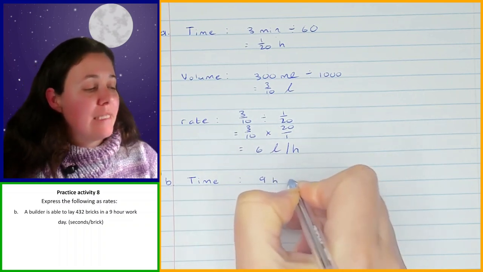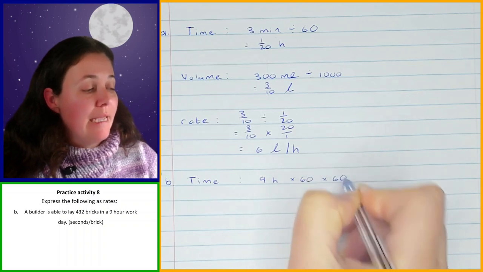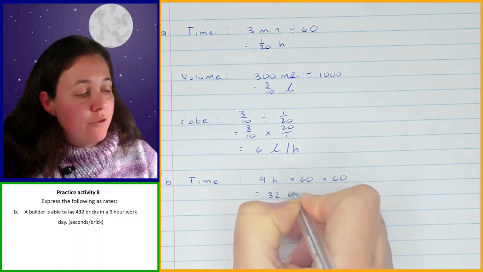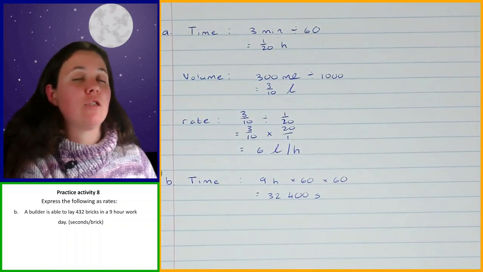And to convert that to seconds, we're going to multiply by 60 to get to minutes, and then we multiply by 60 again to get to seconds. And that gives you 32,400 seconds. So now I know how many seconds it's going to take him to lay all the bricks.